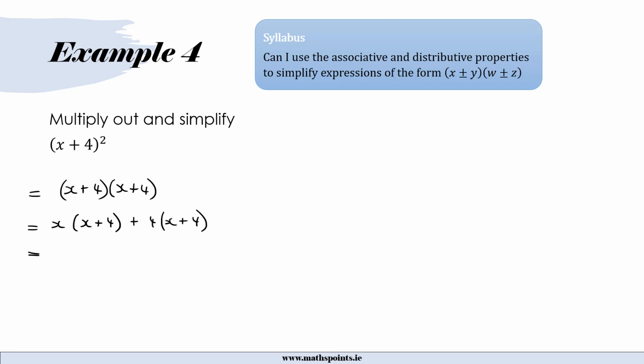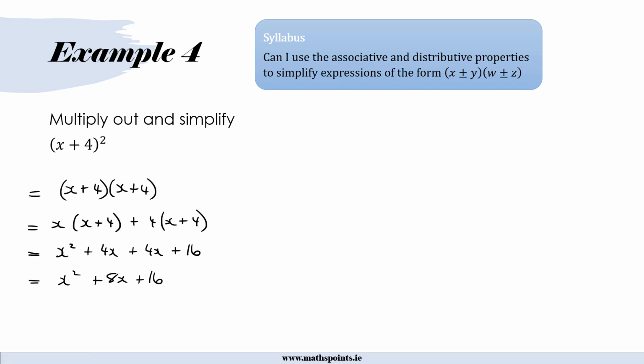Multiplying this out, we get x by x is x squared, x by 4 is 4x, 4 by x is 4x, and 4 by 4 is 16. Finally, we have a look to see if there's any like terms in the question that can be combined, and we can see that the two 4x's in the middle can be combined to give us 8x. 4x and 4x is 8x plus 16.